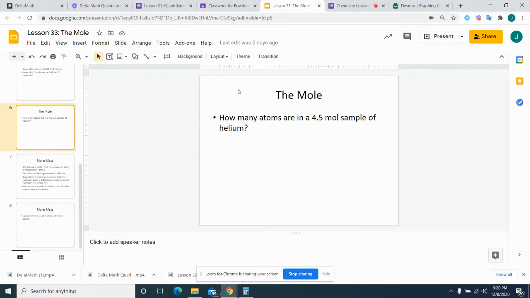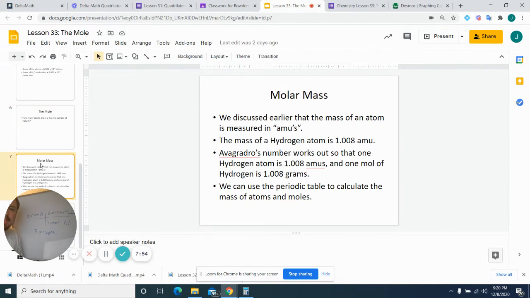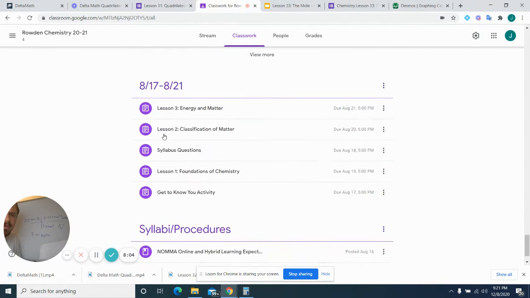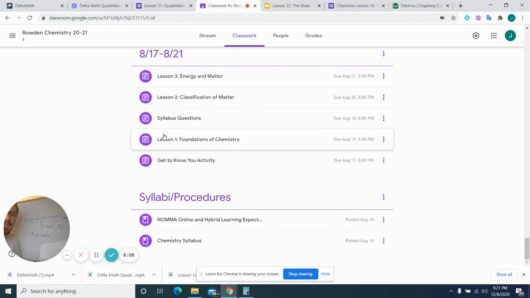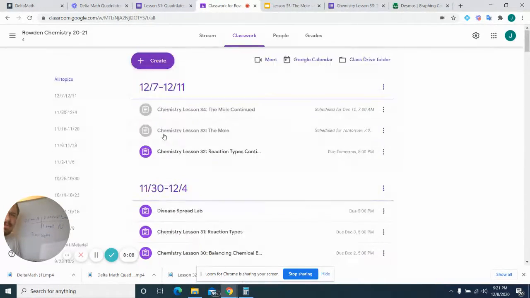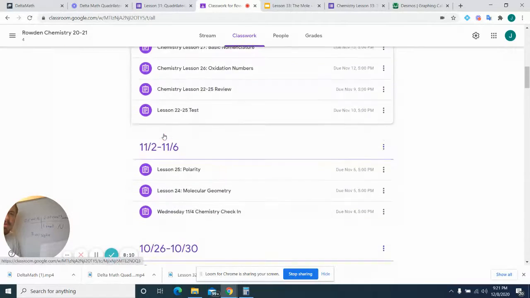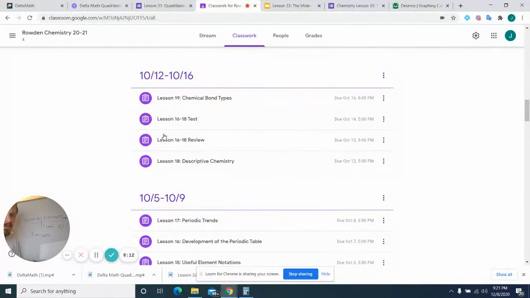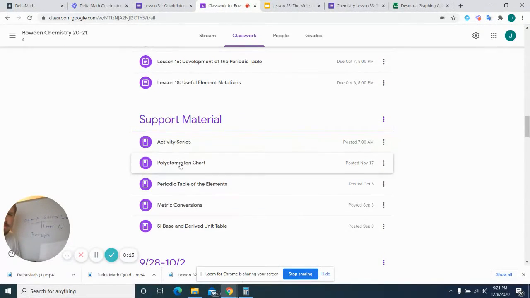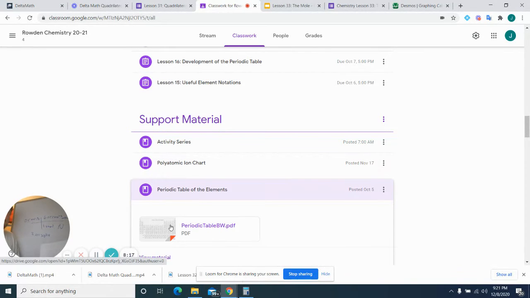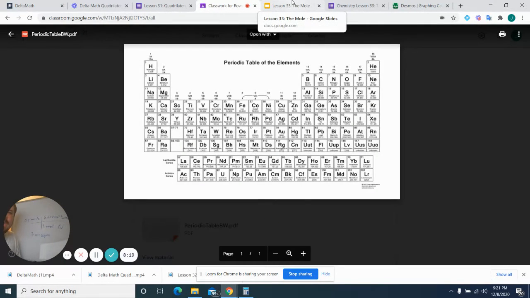There we go. Okay, so now the next type of problem is going to be a little different. In this one, we discussed earlier that the mass of an atom is measured in what we call AMUs. So I need to go to the support section, closer to the top, and open up the periodic table and just have that handy.